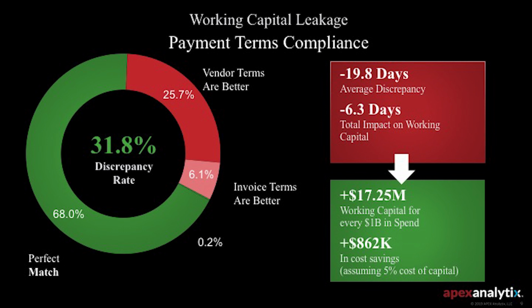About a third of the time, there was a mismatch between the vendor terms and invoice terms. In about a quarter of those cases, invoices were paid more quickly than the vendor master suggested they should be. And on average, they were paid about 20 days early. The net working capital impact of paying that many invoices early is about $17 million in working capital and $800,000 in hard savings for every $1 billion in spend.